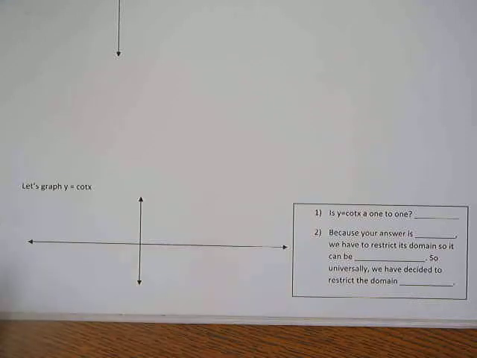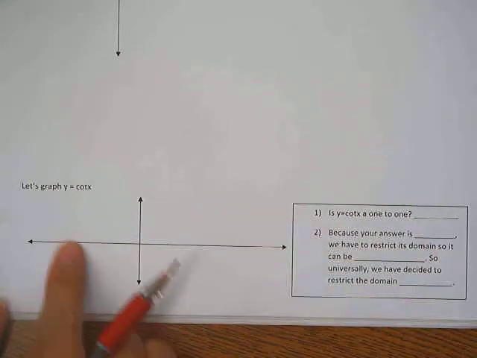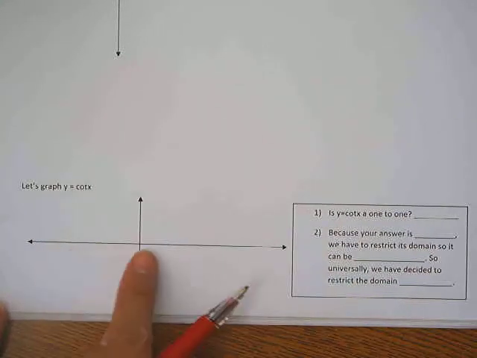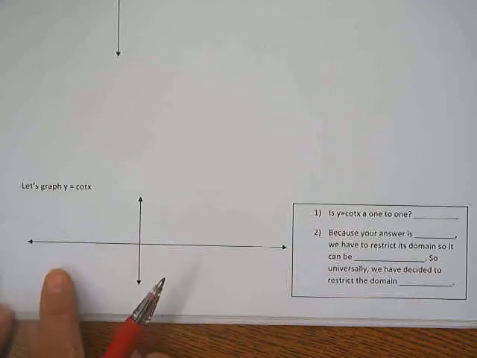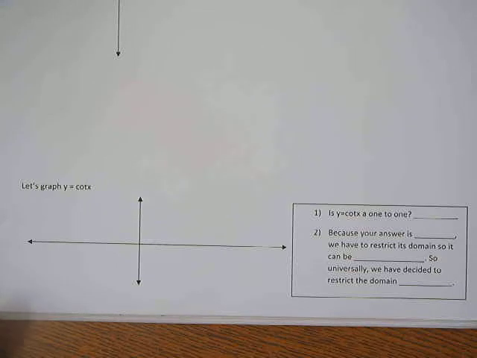Okay. So the first thing we are going to start with is the basic parent function for y equals cotangent of x, and then we will try to answer some questions over here and come up with the restriction for the inverse function of cotangent.